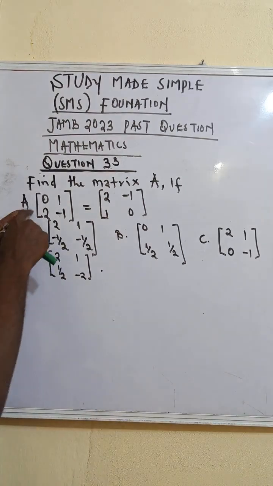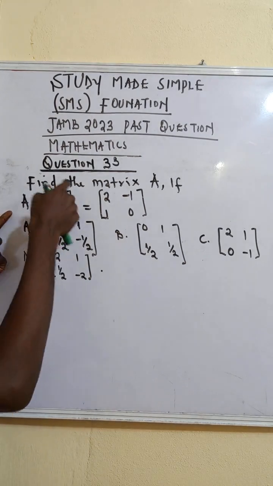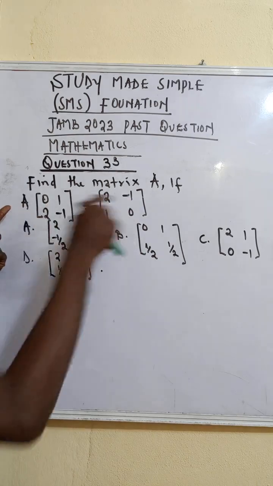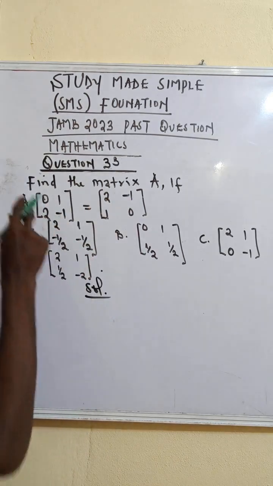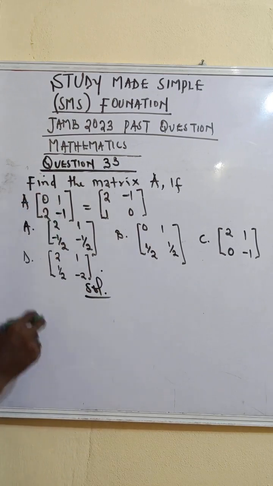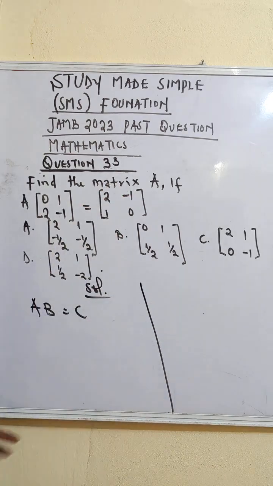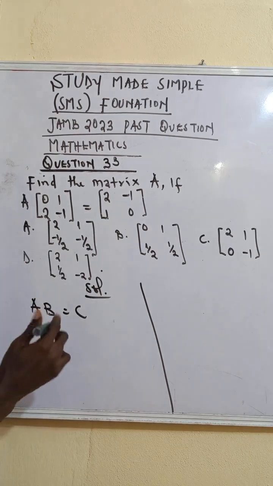In order to get A, I can take the inverse of this on both sides to get my A. So that means, solution: if I take this as matrix B, I will have AB equal to, let's say this is matrix C. So this is one of the simple ways to do it. Good. That means in order to get A, I can take the inverse of both sides.